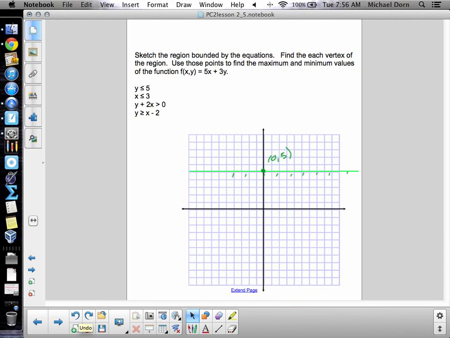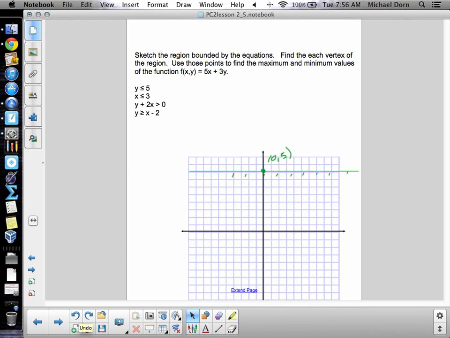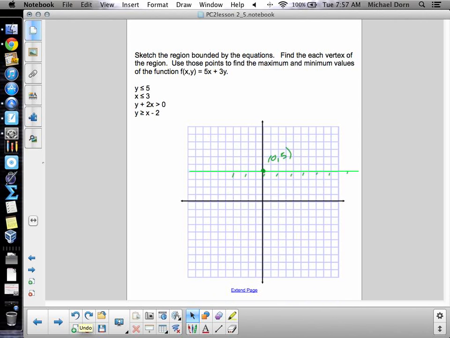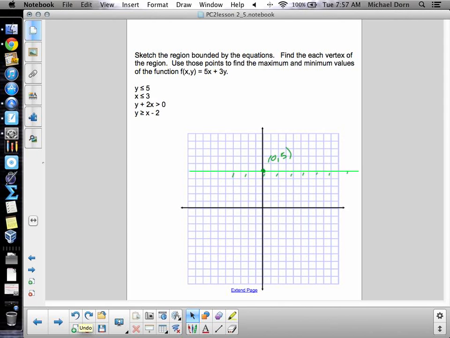X is less than or equal to 3. So that didn't help me much. 4, 5. There we go. X is less than or equal to 3. So there's x equals 3. And less than would be to the left. So we've got a point of intersection here at 5, 3.